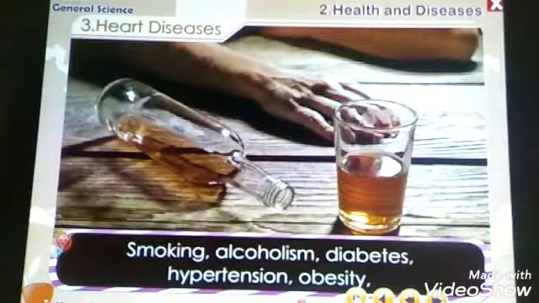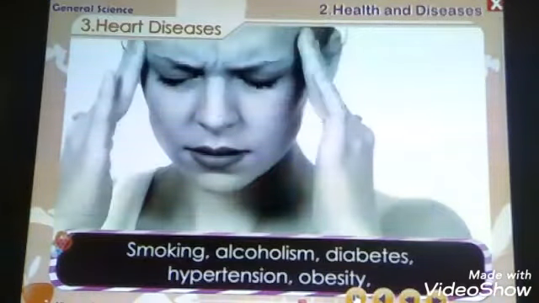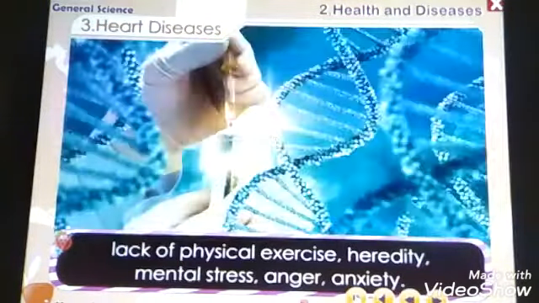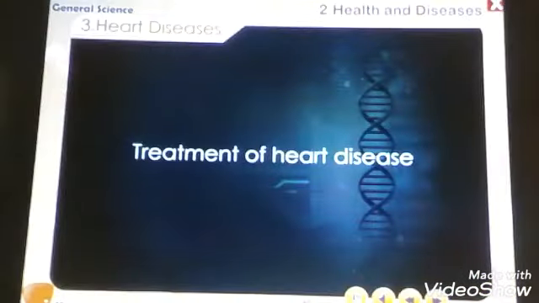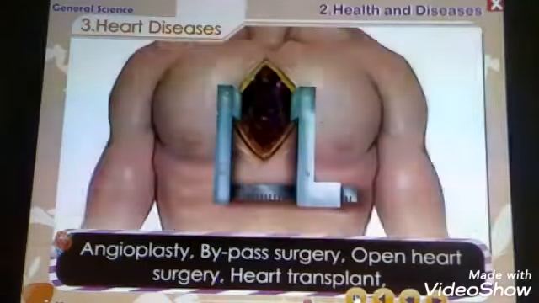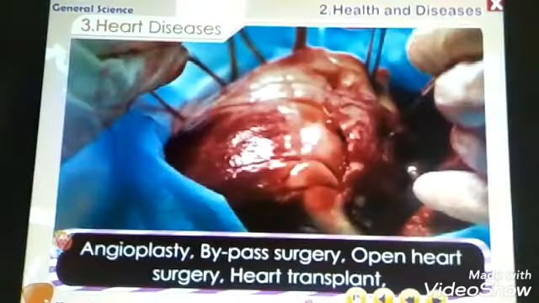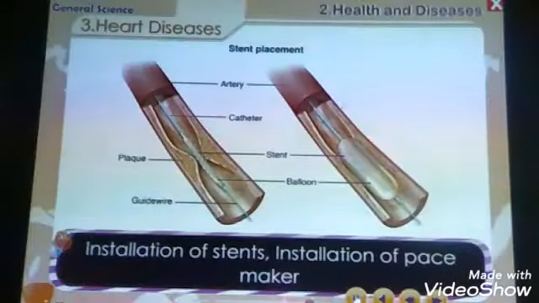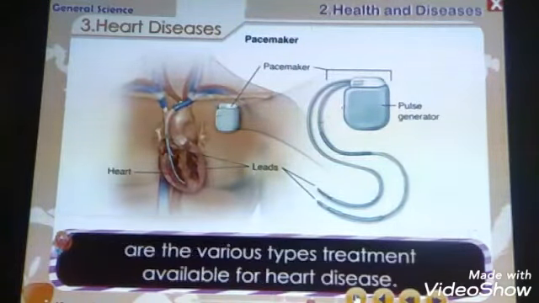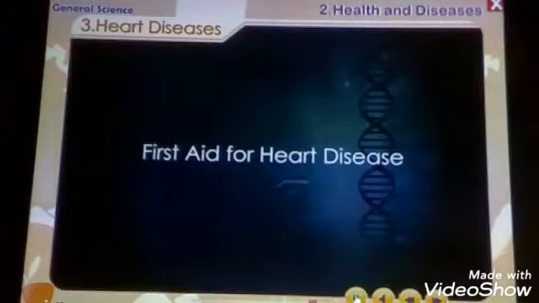Reasons for heart attack: smoking, alcoholism, diabetes, hypertension, obesity, lack of physical exercise, heredity, mental stress, anger, anxiety. Treatment of heart diseases: angioplasty, bypass surgery, open heart surgery, heart transplantation. Installation of stents and installation of a pacemaker are the various types of treatment available for heart diseases.